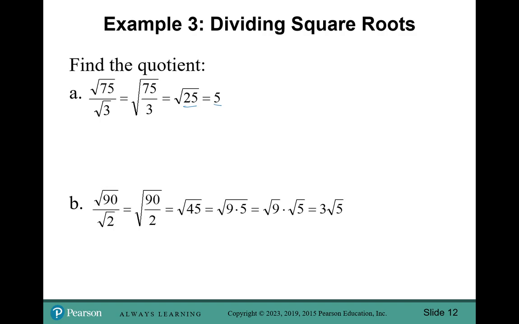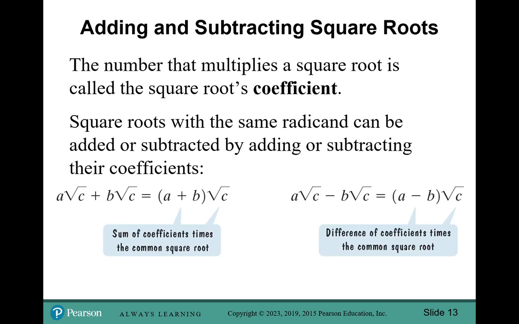The next example says let's try to find the square root of 90 over the square root of 2. Okay, well I'll combine that and say that's the square root of 90 over 2. 90 divided by 2 is 45. 45 isn't a perfect square though. 45 needs to be broken up. 9 times 5 gives me 45, and 9 is a perfect square. So that works. So I'll break this up even further into the square root of 9 times the square root of 5, knowing that the square root of 9 is 3. So this simplifies to 3 square root 5.